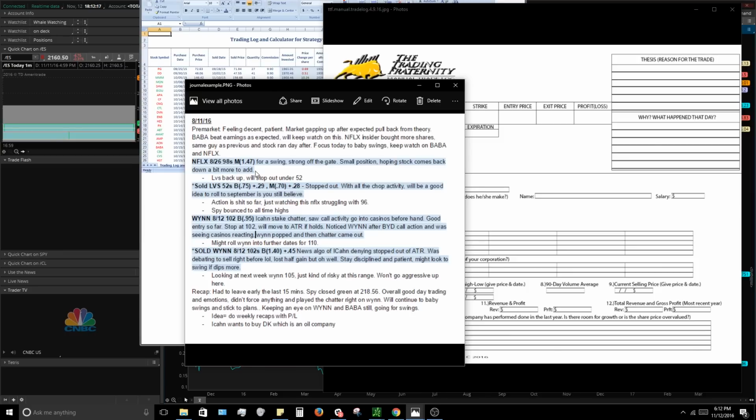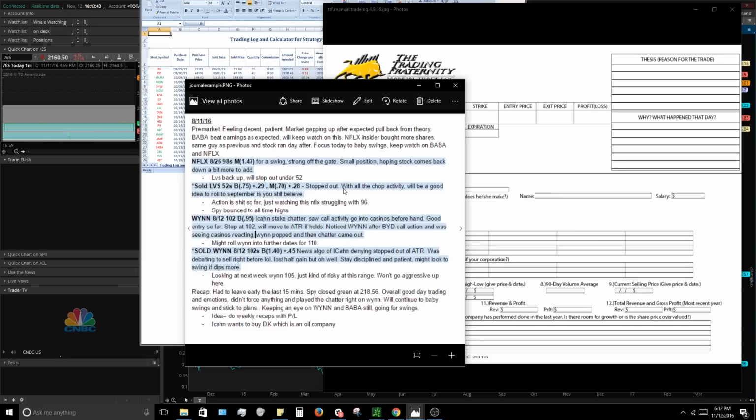So the next area here, you can see I wrote a note. I had a position in LVS, and I wrote down a note here: LVS back up, will stop out under $52 as the actual stock price. And you can see here I actually sold out, and I always put a star here for selling out of my position. And I do put my exit prices, and as you can see, I have a profit of 29 cents per contract on this account and 28 cents per contract on this account also.